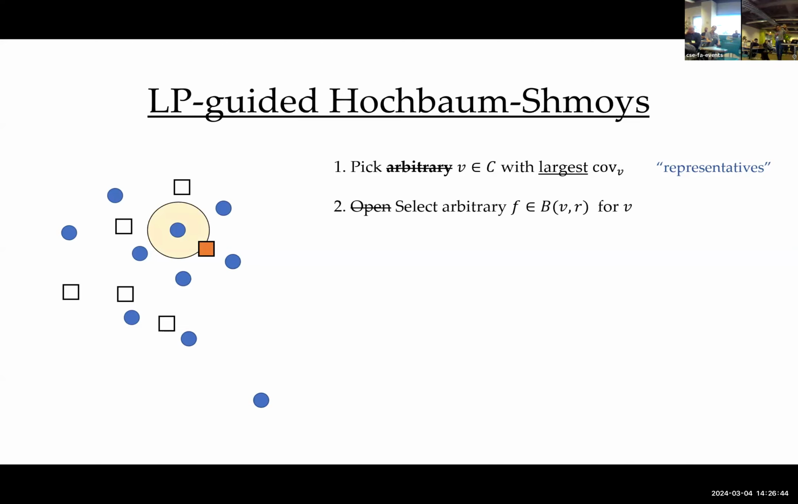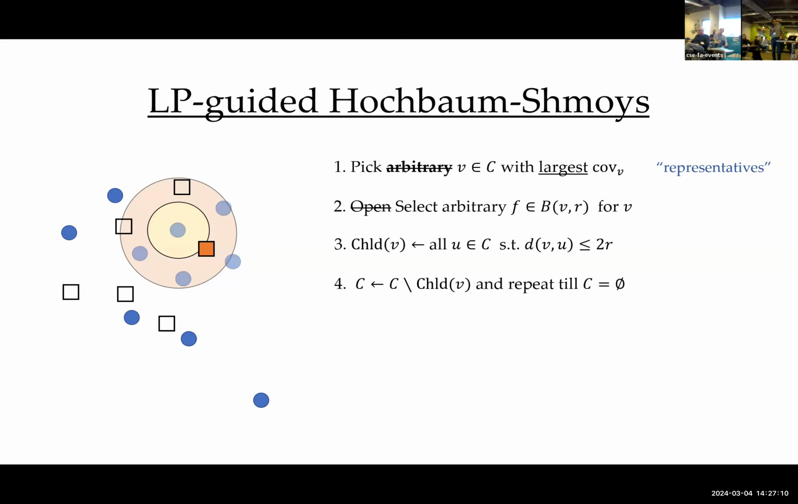Now I pick this V, I draw a ball of radius R, and earlier I picked an arbitrary facility and opened it. This time I will not open it. I will select it, or tentatively open it. I'll keep it in my bag for later consideration. So I select an arbitrary facility. Then I draw a ball of radius 2R around that. All the clients in there become my children. I'm responsible for them. And I keep continuing.